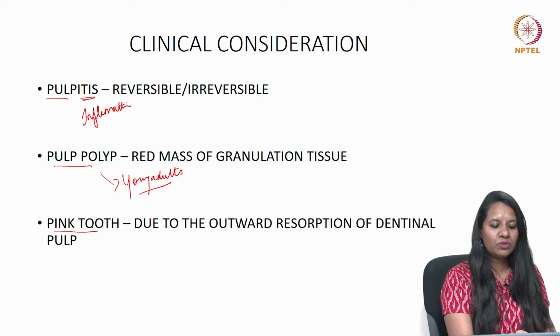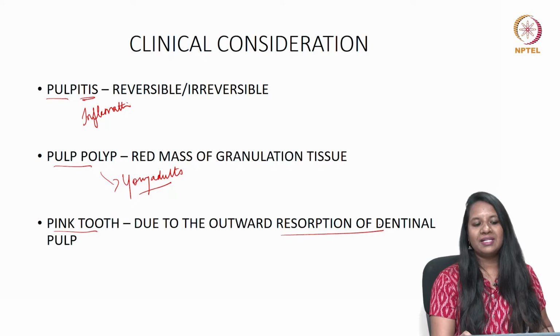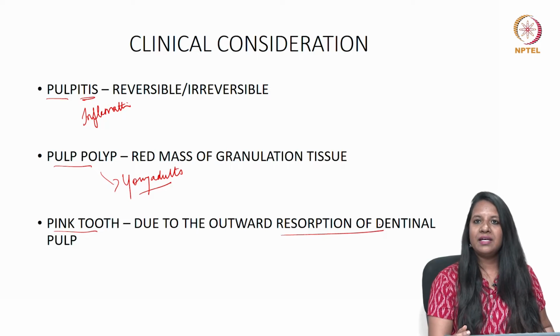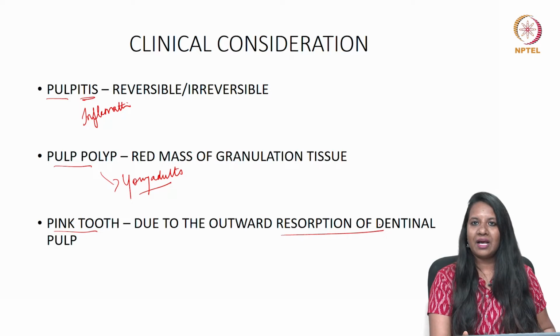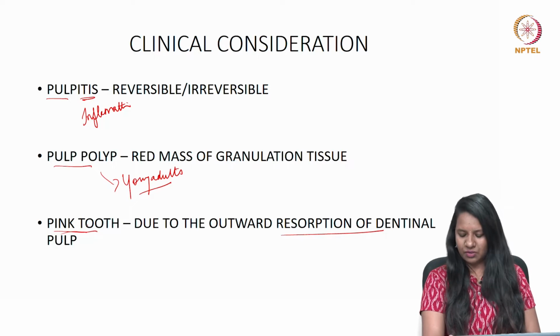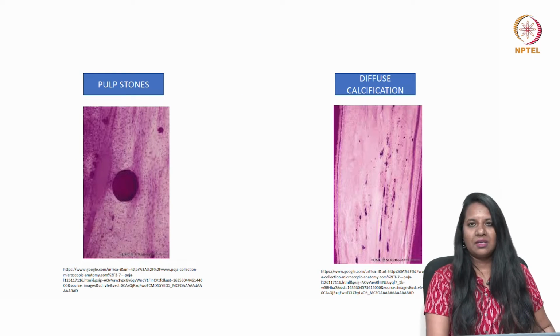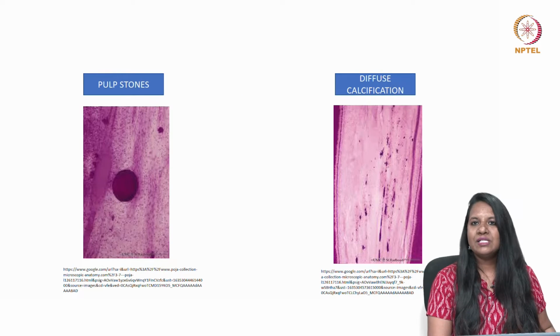Then pink tooth, which is due to the outward resorption of the dentinal pulp, and the inside dentinal walls and the inside pulp will be seen through the translucent enamel, and thus the tooth is known as pink tooth, that is nothing but the internal resorption. Then pulp stones. Pulp stones are nothing but calcification which is present in the pulp chamber.